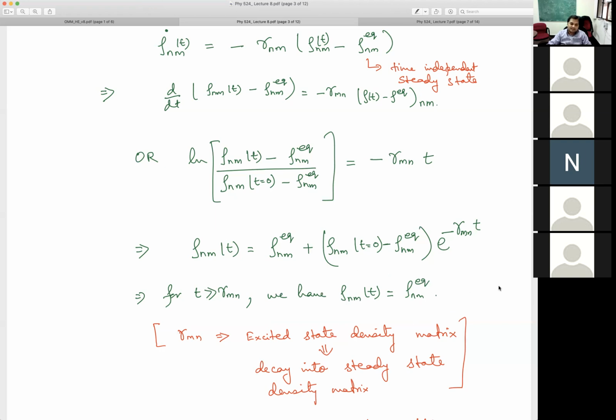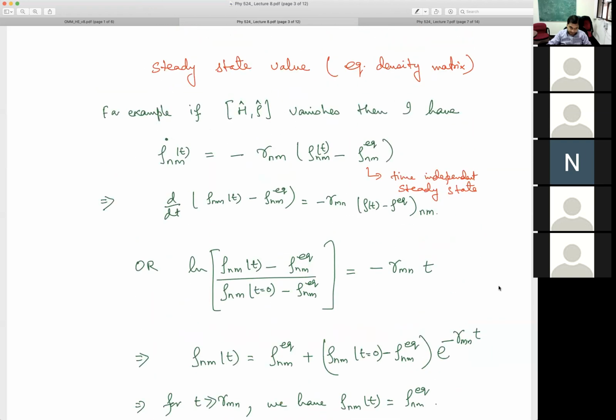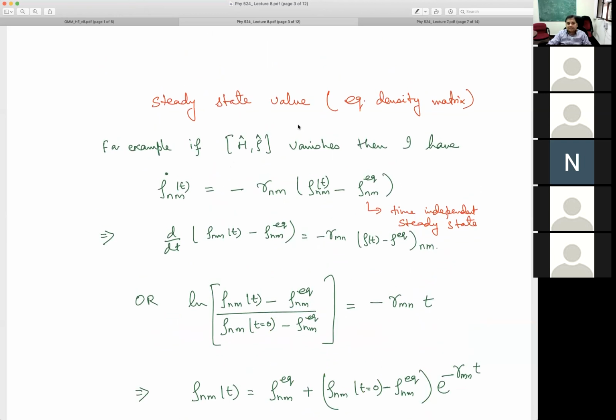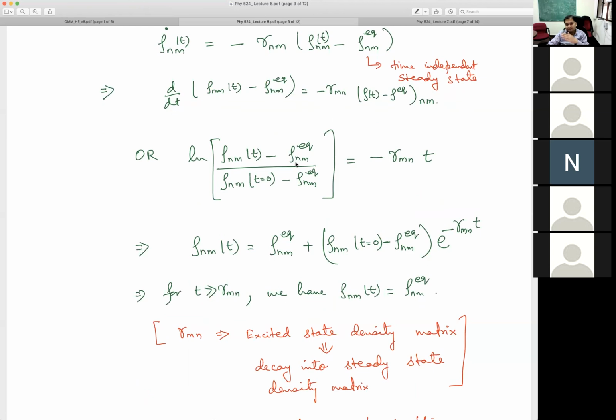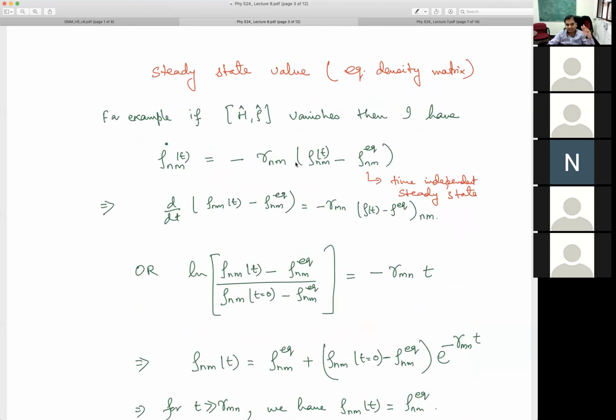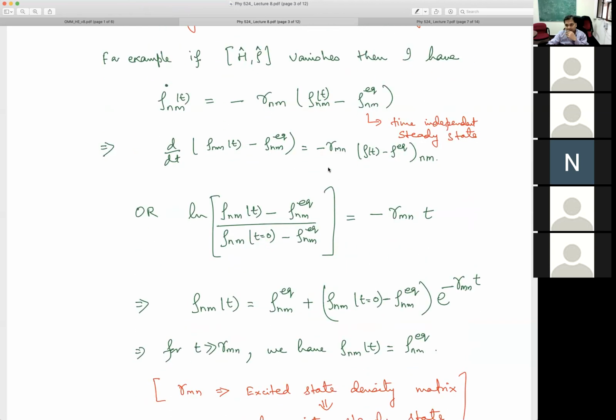So this I showed by assuming that h rho is 0. But I will also later in this same class, today's class only, show that even if this is finite, that is what will happen.